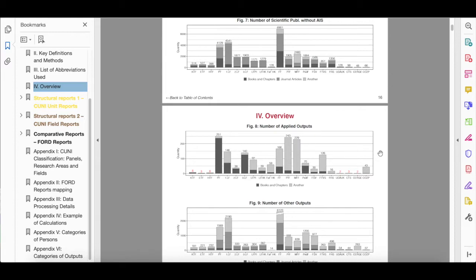These outputs include scientific publications without article influence score, depicted in Figure 7, applied outputs in Figure 8, and other outputs in Figure 9. In each figure, scientific outputs are divided into 3 types: books and chapters, journal articles, and other outputs, distinguished by different shades of a gray color. For more details about categories and types of outputs, see Appendix 6.